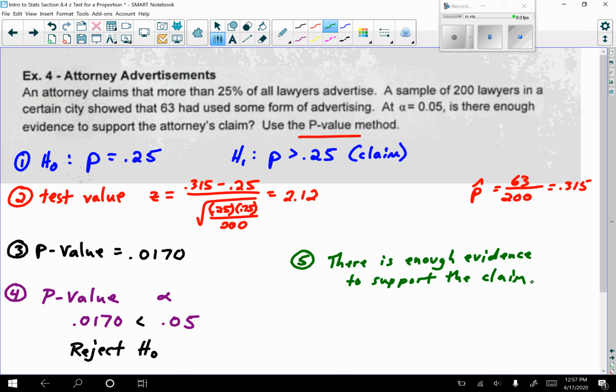So always when you're writing that step 5, go back and read the problem so you can remind yourself what that claim was and what we were testing here. All right, so this wraps up Chapter 8.